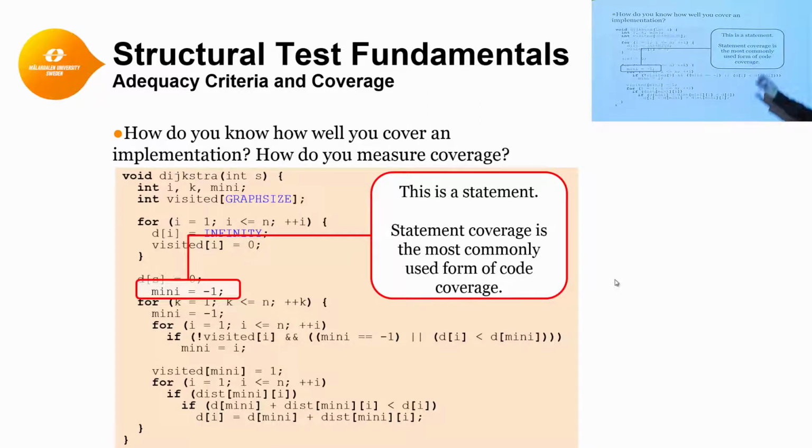So this is a statement. It could be translated to a line of code. It's not really that simple, but sort of. So this is a statement. This is the assignment of the mini variable to the value of -1. Okay, that's a statement.